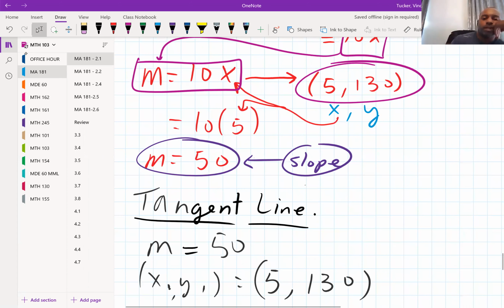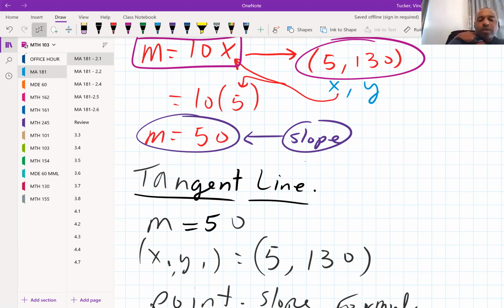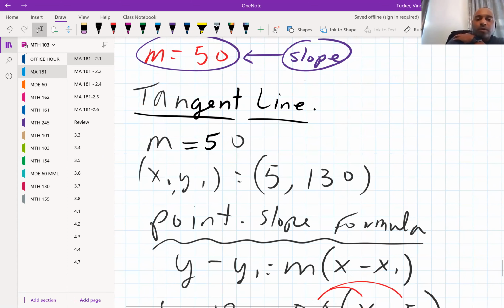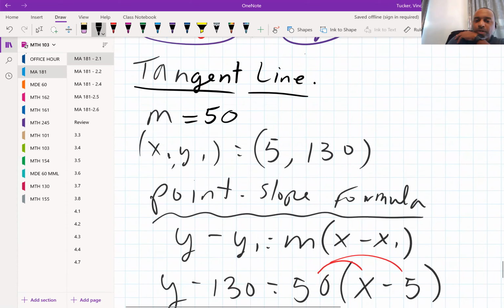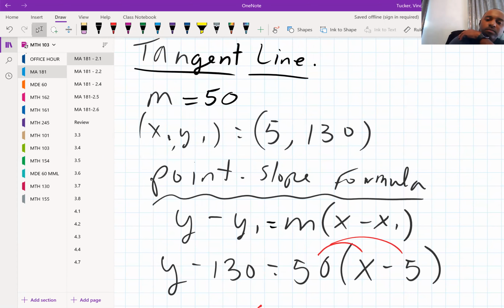All right, so now we're going to go ahead and find that tangent line. So our slope is 50. And the point that we have, x1, y1, is (5, 130). So now we go back to algebra and use that point slope formula: y minus y1 equals m times x minus x1. We plug in the values accordingly. All right, so that's y minus 130 equals 50 times x minus 5.